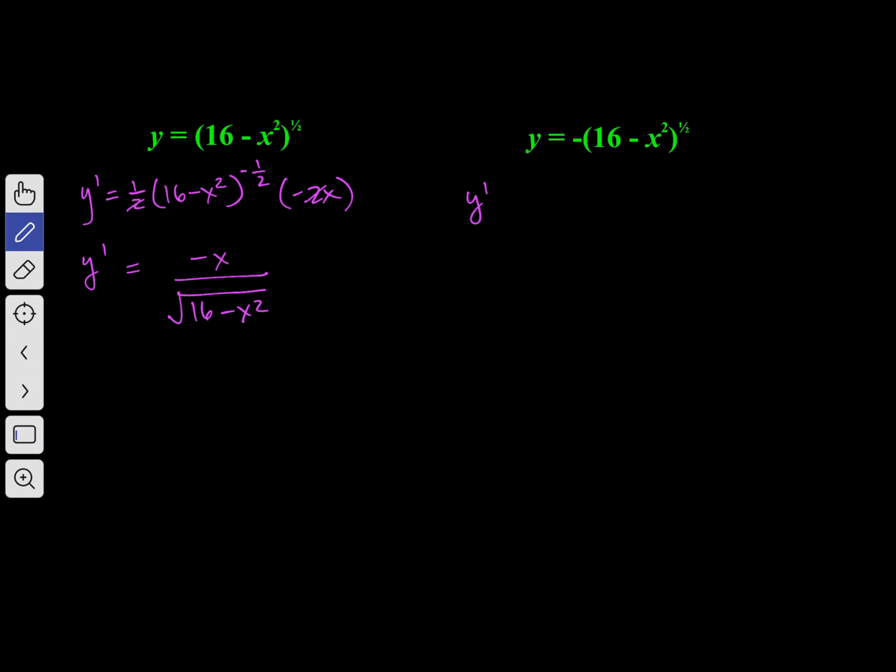Now the derivative of the bottom half of the circle, y prime, very similar. Negative 1/2, 16 minus x squared to the negative half times the chain. And I would probably simplify it just the same. So in this case, the negatives would cancel because we have a double negative. The 2's would cancel. I'd be left with x in the numerator and the positive square root of 16 minus x squared in the denominator.